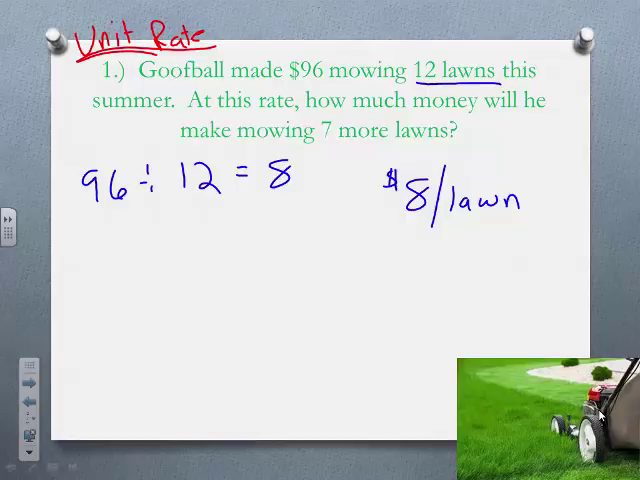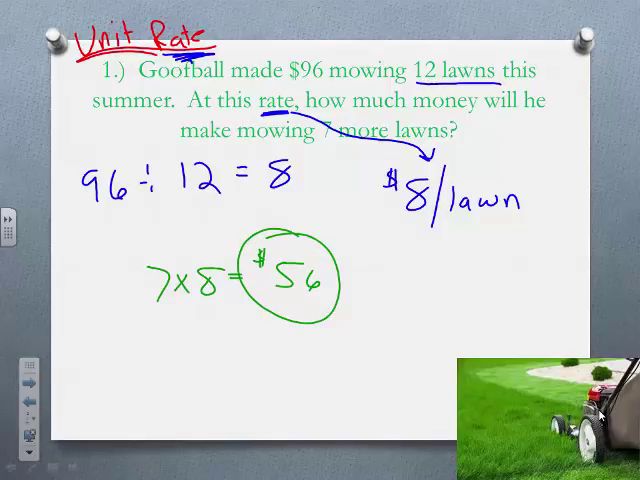So the question says, at this rate, that rate, unit rate, and here it is for us, how much money will we make mowing 7 more lawns? So 7 more tells us 7 times 8, which is $56. He will make $56 more. So that's an introduction to unit rate.